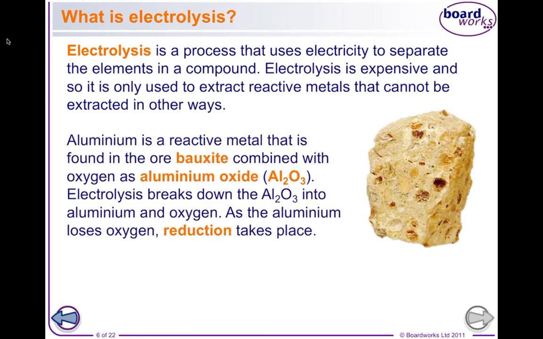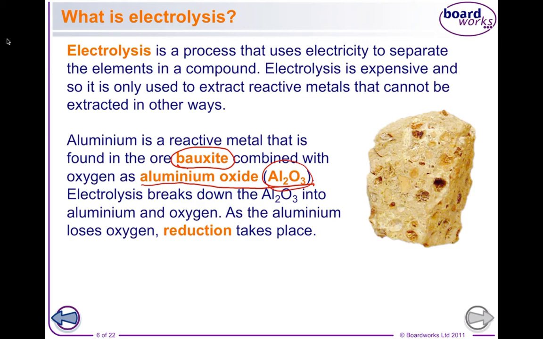So we were looking at aluminum specifically yesterday. The ore that aluminum is taken from is called bauxite. And yes, you do need to know that bauxite is what it's called. The chemical name for bauxite is aluminum oxide, and you'll notice the formula here is Al2O3.